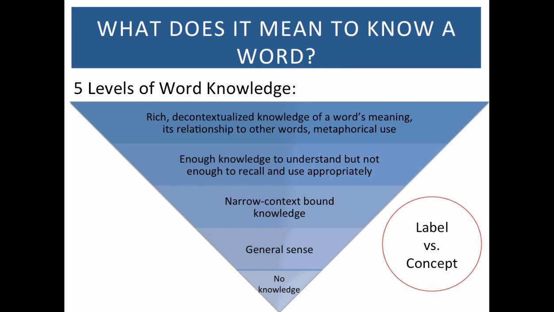For example, the word segregation, we believe refers only to segregation that occurs in school settings because that's the only context we've seen that word in. Eventually, through subsequent exposures, we gain enough knowledge to understand a word, but perhaps not to recall it or to use it appropriately and independently in our own speaking and writing. And finally, when we truly have mastery of a word, we can use it in our own reading and writing. We know its relationship with other words, and we can use it metaphorically.